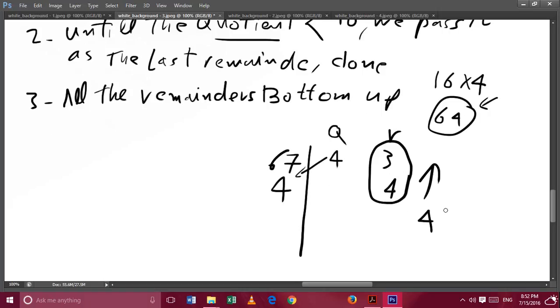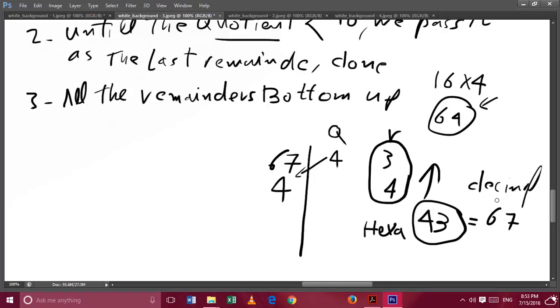So this is our hexadecimal equivalent of 67, remember from the bottom up. So 43 in hexa is the same as 67 in decimal. Very good. So this is how we convert any decimal number to its hexadecimal equivalent.